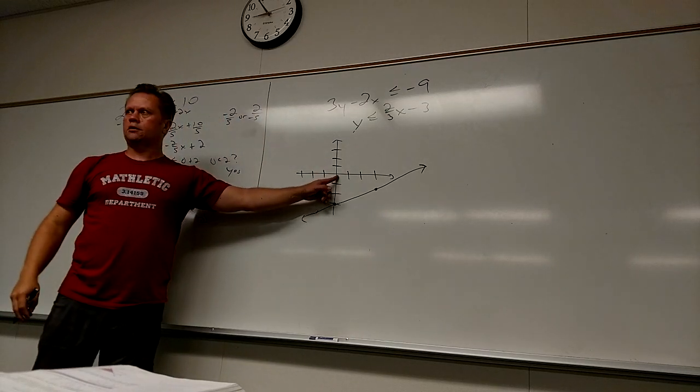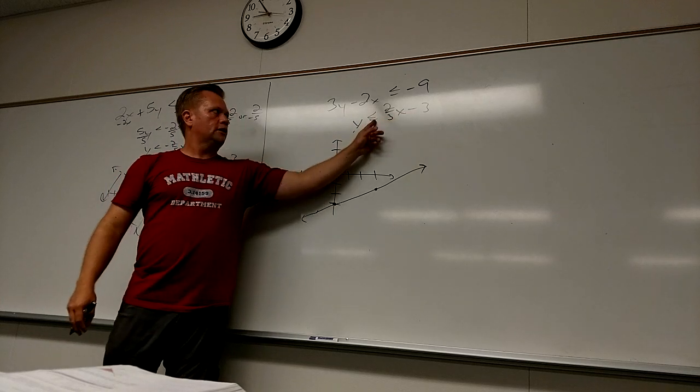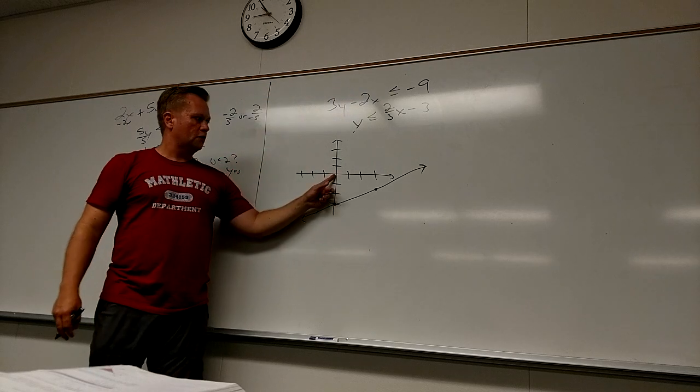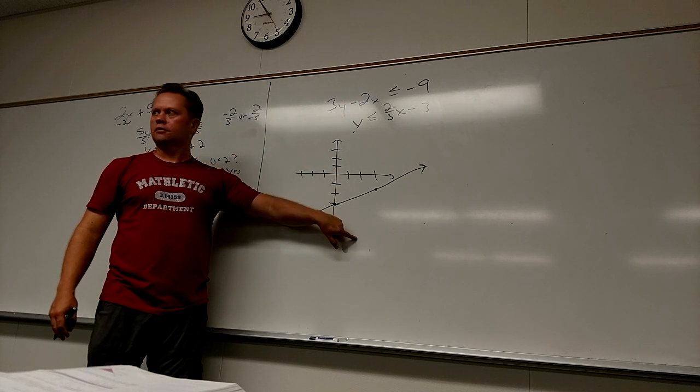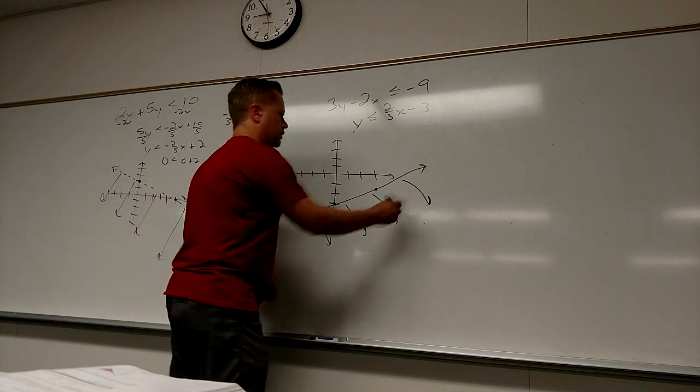And then 0, 0: is 0 less than 0 minus 3? Is 0 less than -3? No. So that did not work, so I must shade the other way. So every point on that side works.